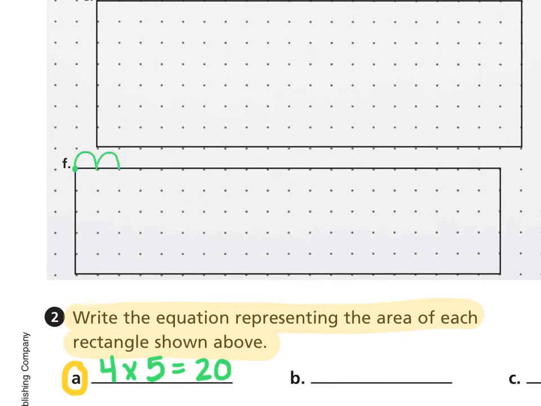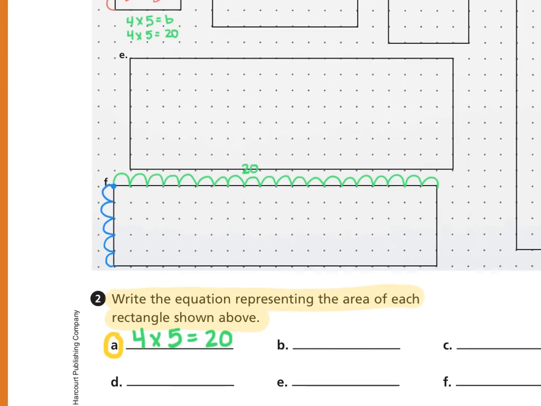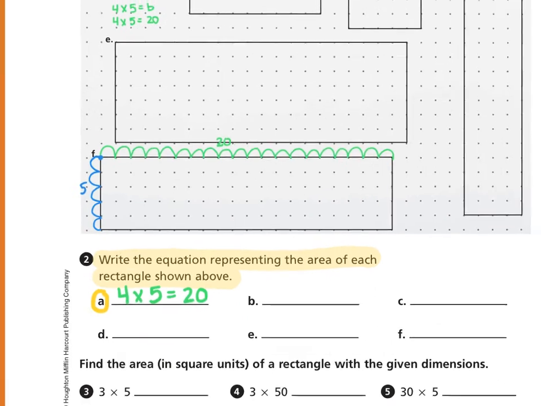1, 2, 3, 4, 5, 6, 7, 8, 9, 10, 11, 12, 13, 14, 15, 16, 17, 18, 19, 20. I've counted 20 columns. Now I'm going to count my rows, starting in the same place. 1, 2, 3, 4, 5. Wow, this is an awfully big number.